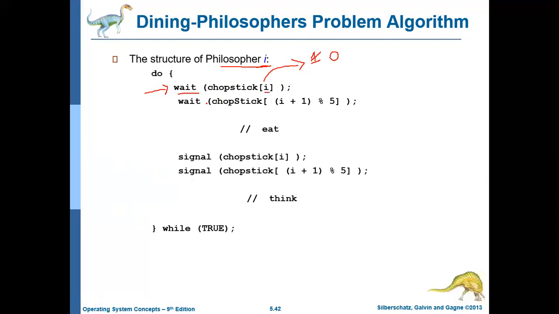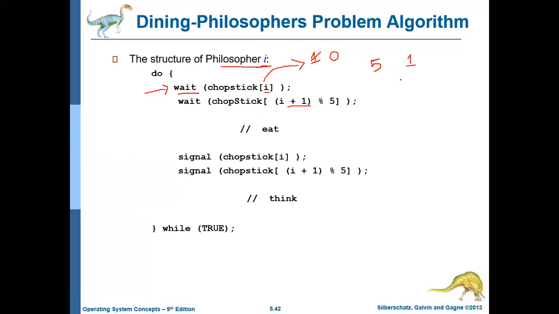eat with just one chopstick. So then he performs a wait on chopstick of I plus 1 modulo 5. Okay. Why this modulo 5? I think you understand, because if the philosopher is using the fifth chopstick on his left side, then the next chopstick which he should pick is the first chopstick. Okay. So 5 plus 1 is what? 6. And 6 modulo 5 is 1.